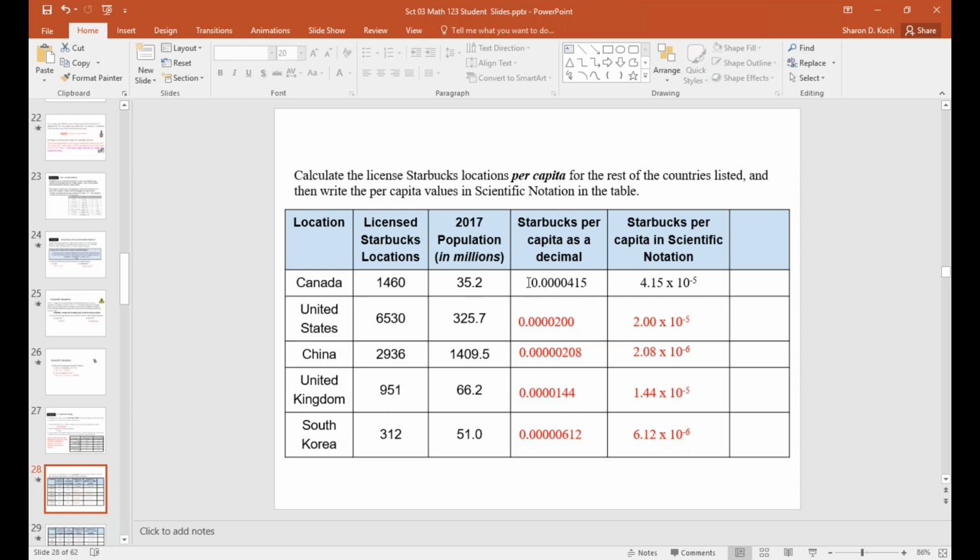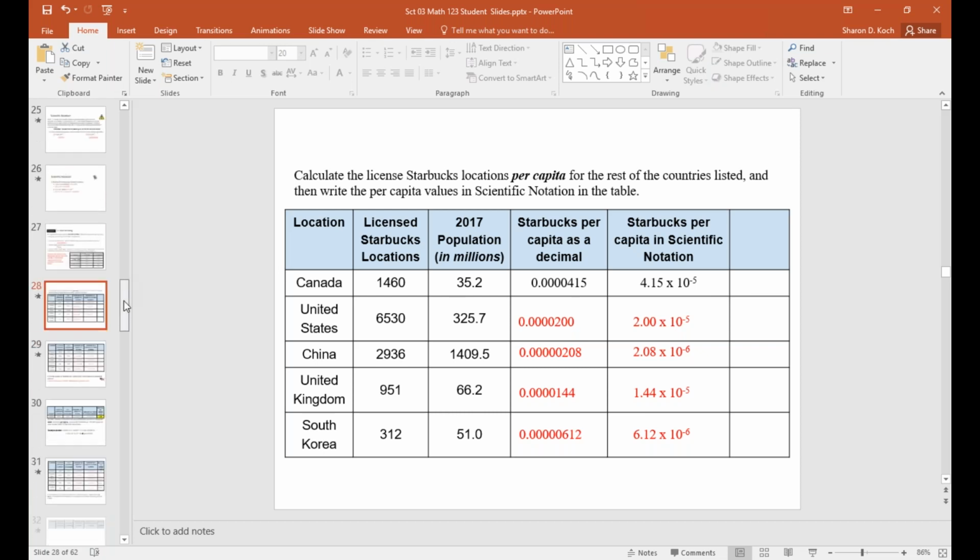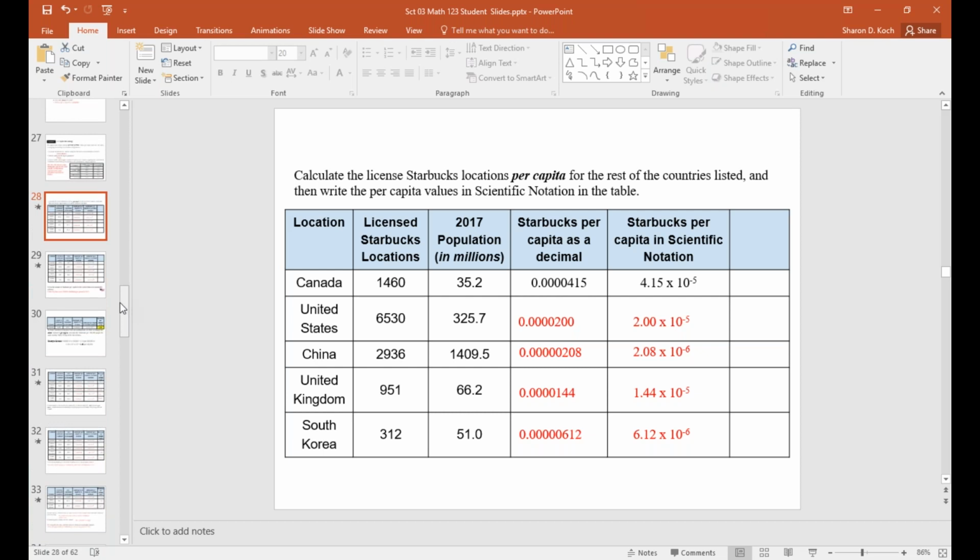When I do that, I get this decimal value. Notice it's a very small number. If I take this number and put it into scientific notation, I get 4.15 times 10 to the negative fifth. That's how many Starbucks stores per capita. Honestly, this number makes no sense to the general public. You wouldn't want to hear the announcer say that on the news. So what we like to do is put it in the form of a value that's a little bit more user-friendly and understandable.